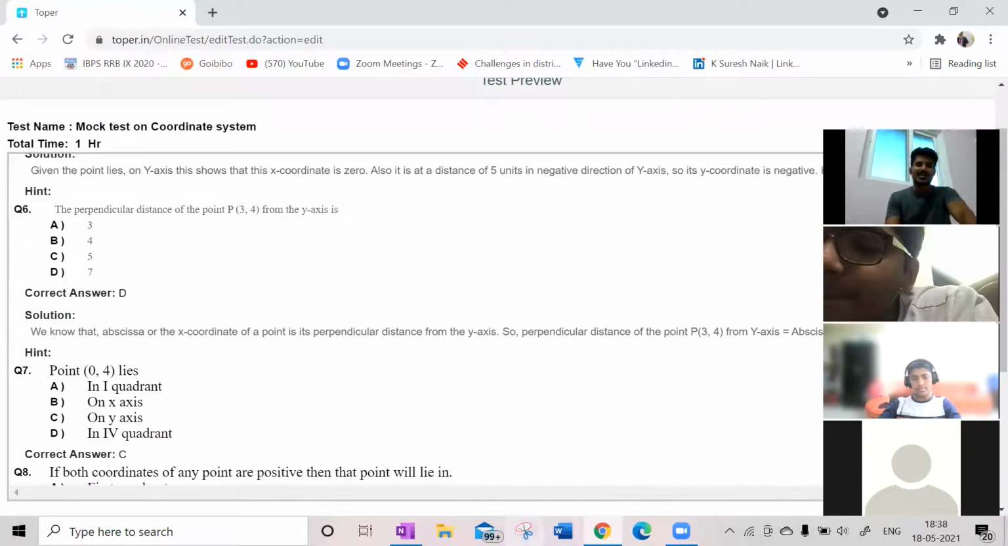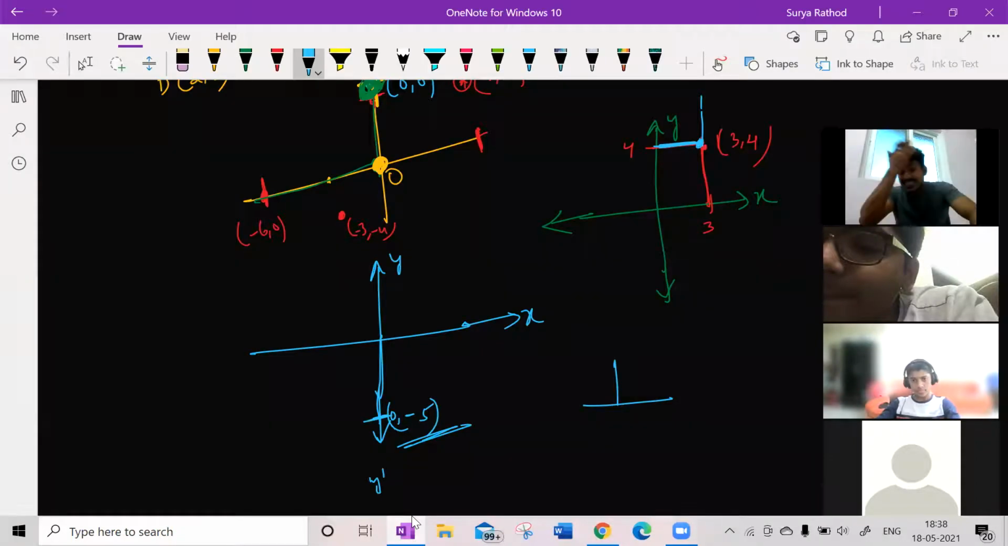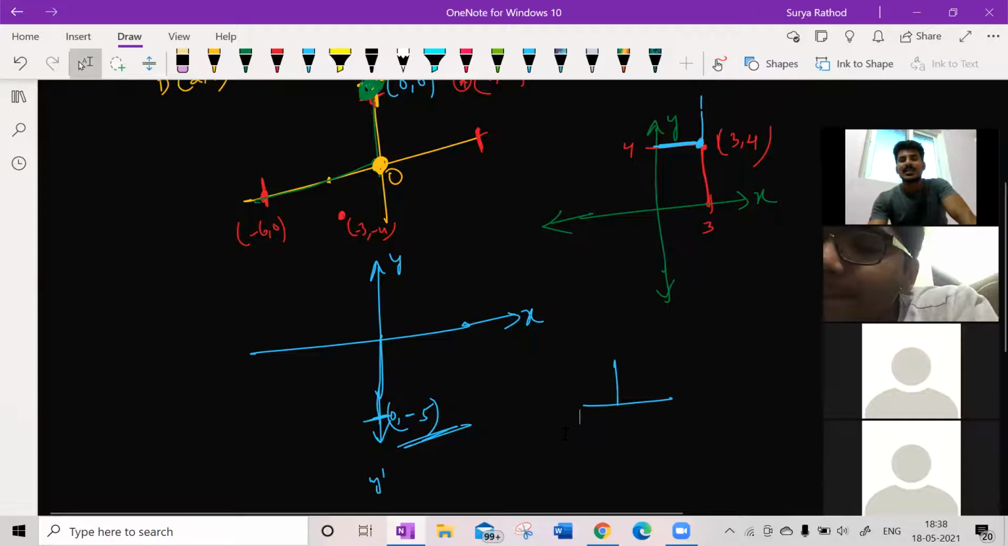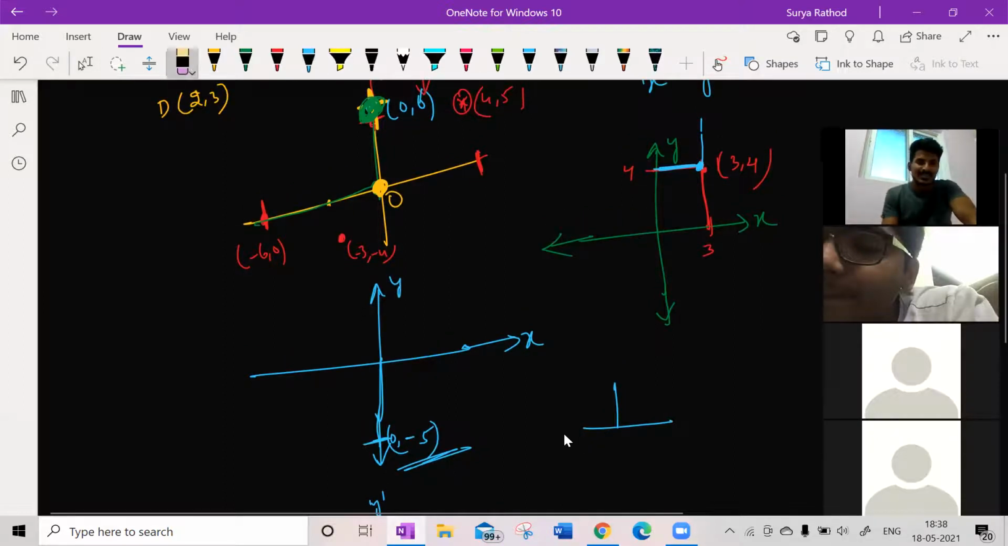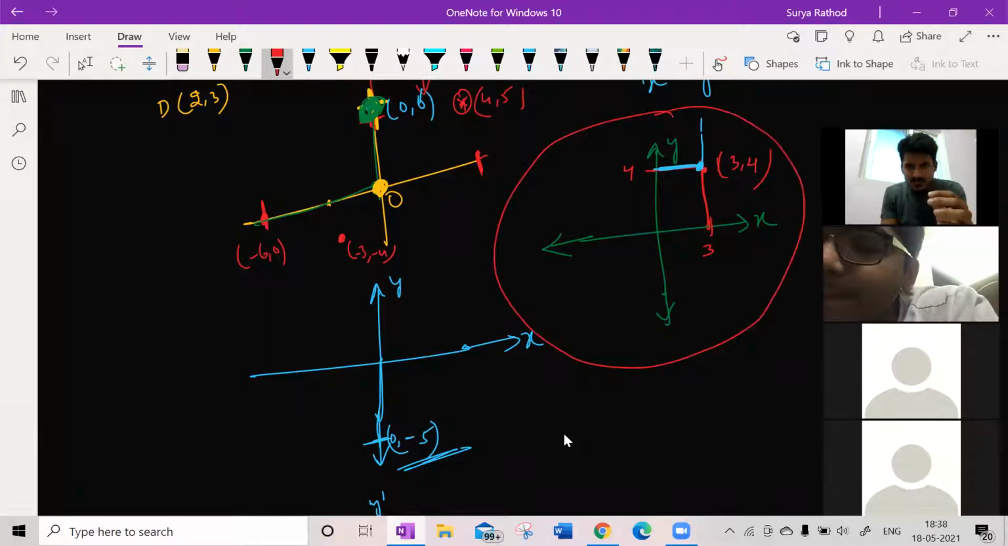Option A is correct, but D option is given. What's happening? Can you explain again? Four questions are like that. Look at this. Everyone try to understand this diagram. Did you understand this diagram? Yes, sir. You just tilt the diagram.